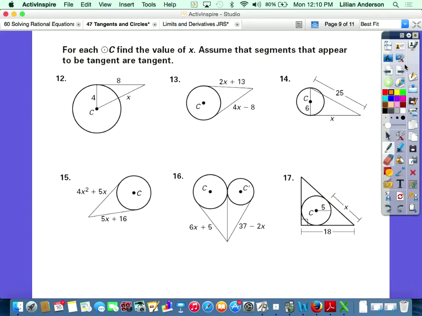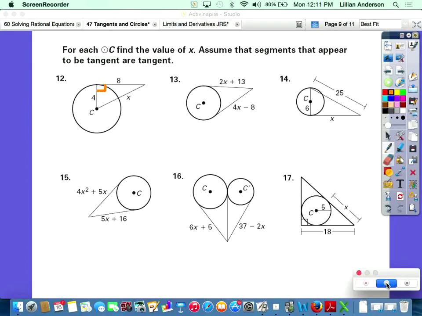Now we have to find X for a couple of these. You see how they use the symbol for circle right there? For each circle C, find the value of X. Assume that the segments that appear to be tangent are tangent. Yes, you have to do Pythagorean theorem for number 12, because since this is a tangent, that's a 90-degree angle. So work it out.